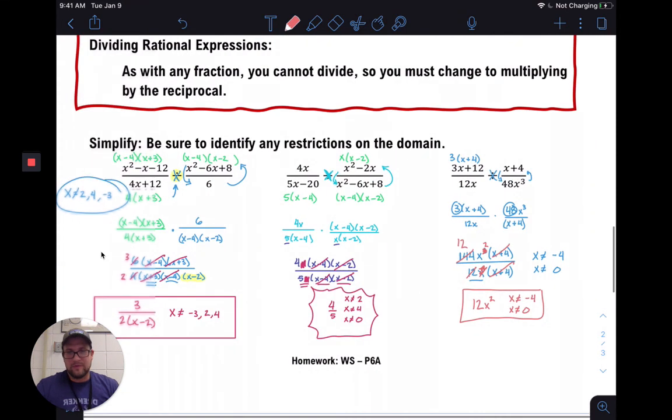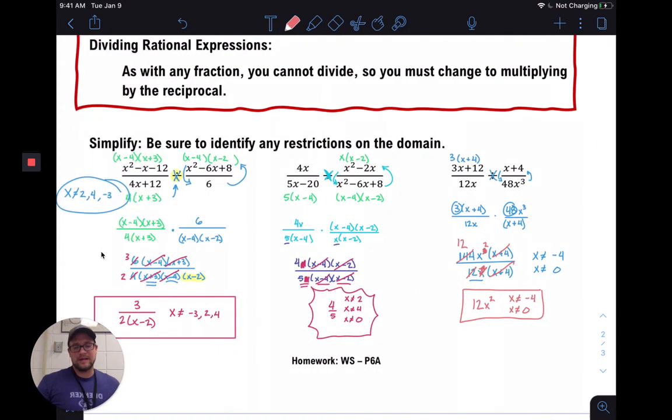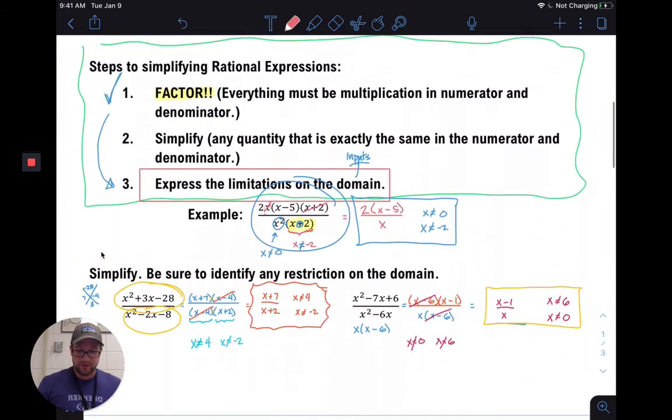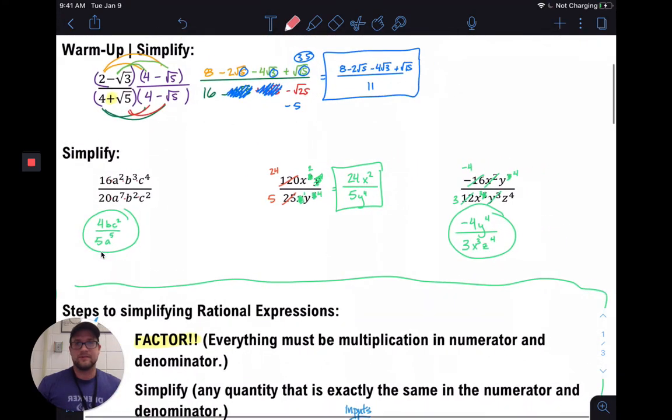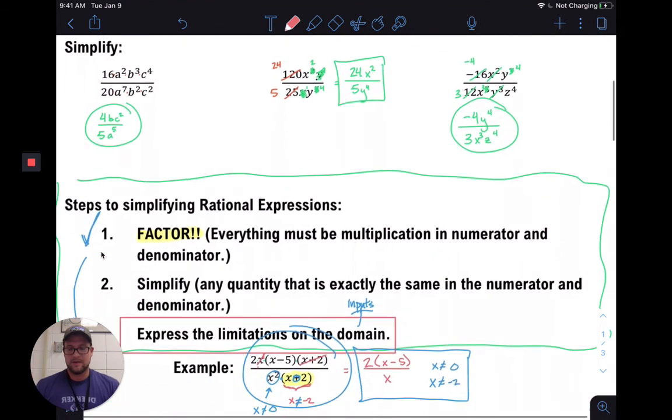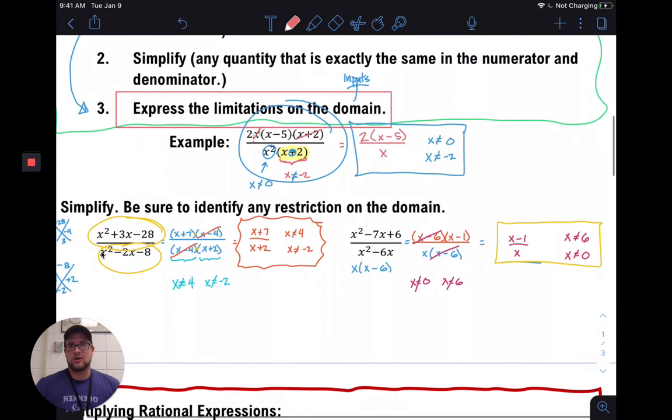Great job. I hope you found this worthwhile. Again, just to review your skills quick, we started out just by simplifying the easiest of the easy. There's nothing to factor, just kind of cancel and reduce exponents. From there, we got stuff that was a little harder. We had to factor first, but we still use those same processes. Cancel stuff that's the same, but we added in this new expectation of restricting your domain, right? Express the limitations on the domain.